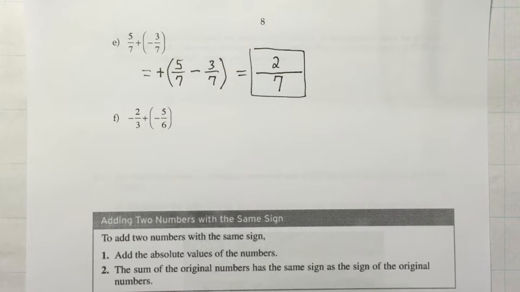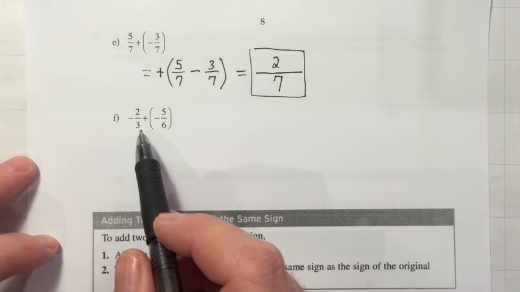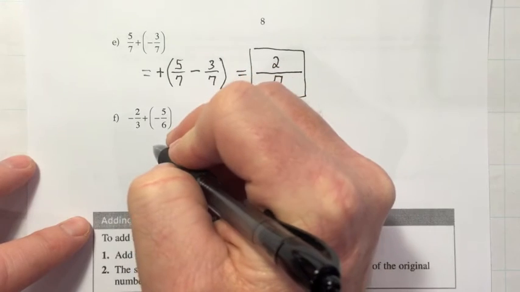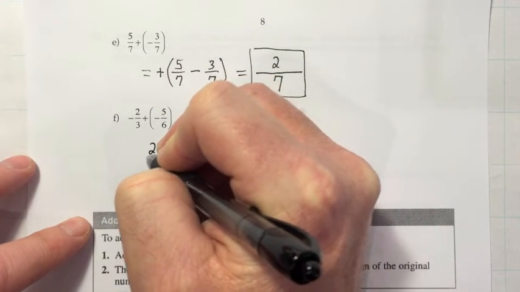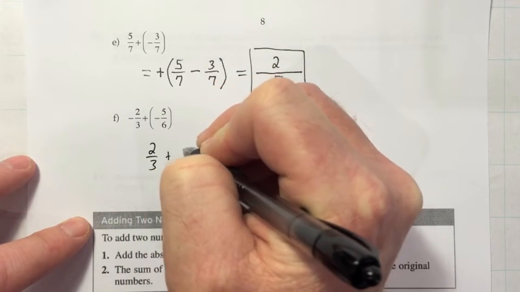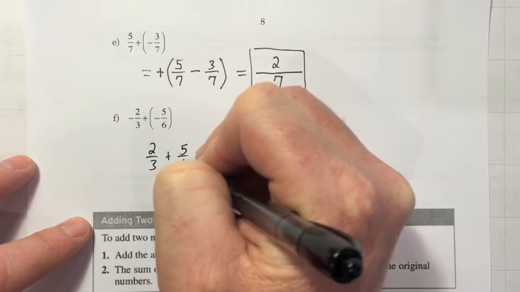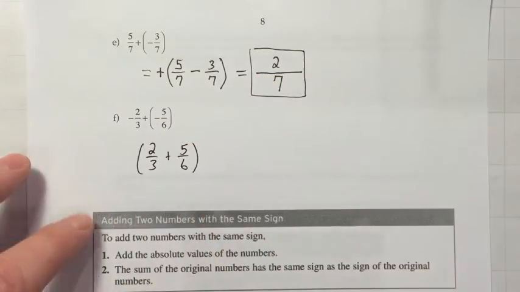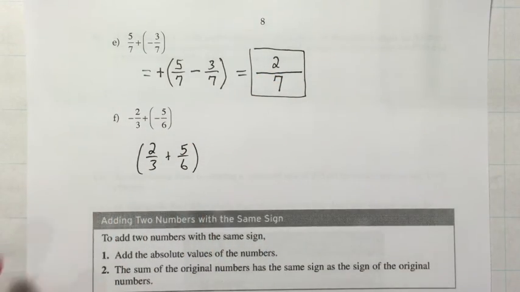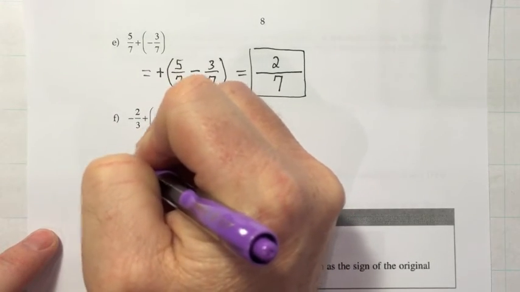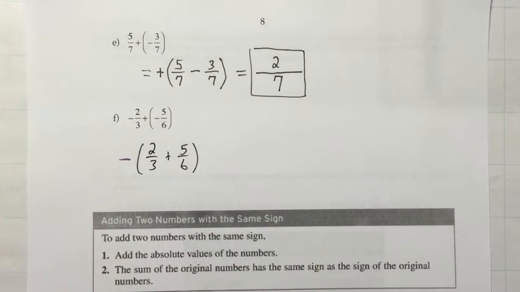We have negative 2/3, movement to the left on the number line, plus negative 5/6, another movement to the left on the number line. So since both of our movements were to the left, we're going to want to add those movements up. So we're going to want to take 2/3 and add the movement of 5/6 to that. And then because both of those movements were to the left, we just have to remember that means that our overall answer will be to the left, and we're going to have a negative answer.